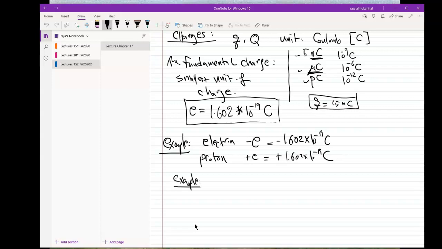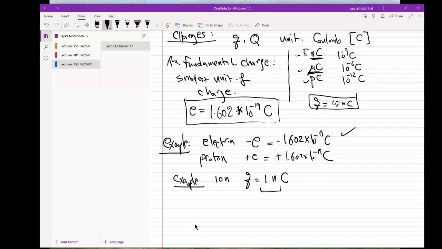So let's assume hypothetically, I'll give you an example here. Let's say I have an ion, okay? And let's say this ion has a charge of Q equals, let's say, 1 nanocoulomb. So what does that mean? It means this 1 nanocoulomb is made out of a number of electrons. Okay, not protons, always a number of electrons. This number of electrons adds up to 1 nano.